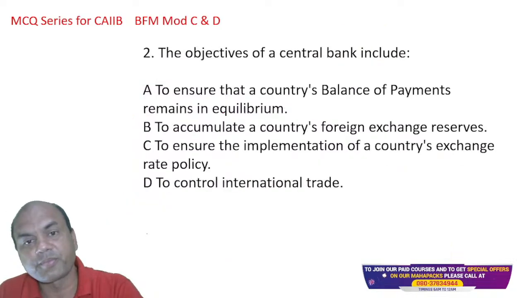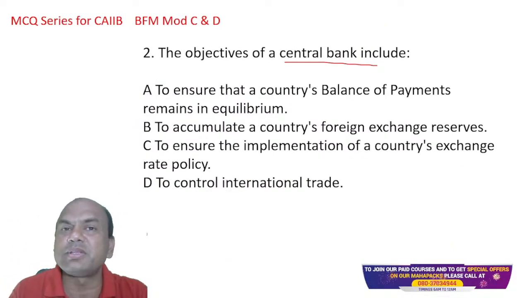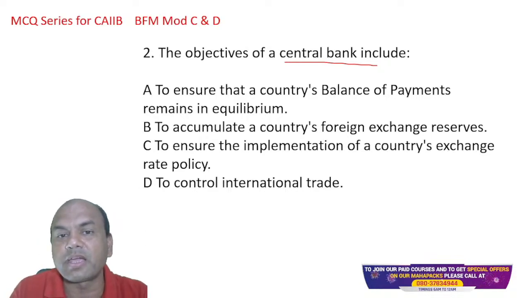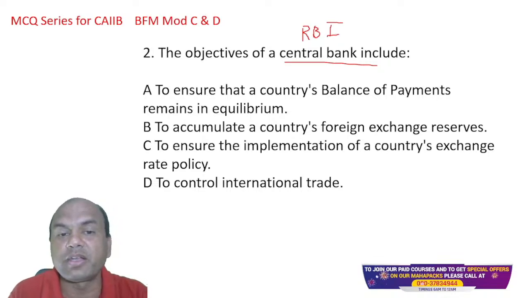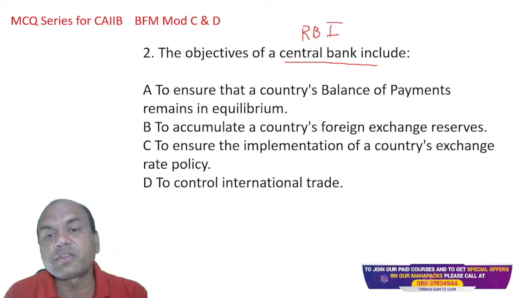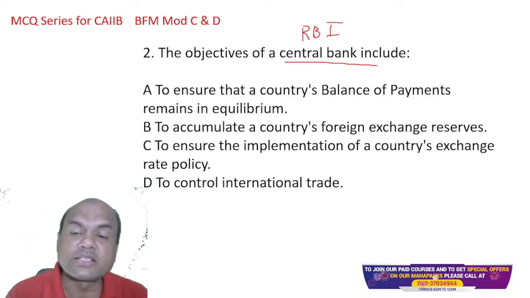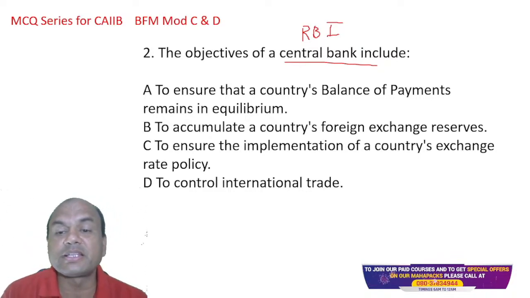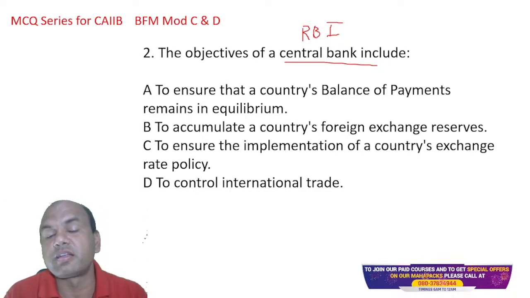Okay. The objectives of the central bank include. What is the central bank? Central bank means not Central Bank of India. It is RBI. We have a separate bank called CBI, Central Bank of India. So the objectives of RBI include to ensure the country's balance of payments remains in equilibrium, to accumulate the country's foreign exchange reserves, to ensure the implementation of the country's exchange rate policies, to control international trade.